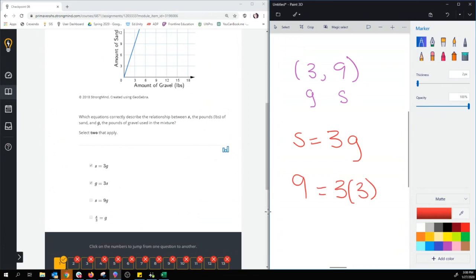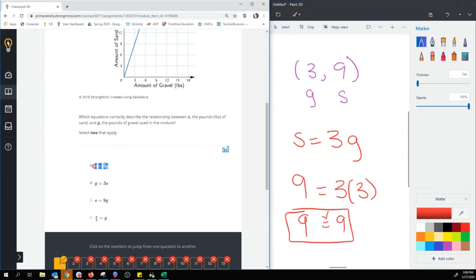And if I simplify this, 9 stays over here. 3 times 3 gives me 9. So 9 is equal to 9. Since those are the same numbers, this one is going to work. So this is an equation that represents this graph. So do you have questions on what I'm doing, or where I got my 3 and 9, how I know which one is gravel and which one is sand?